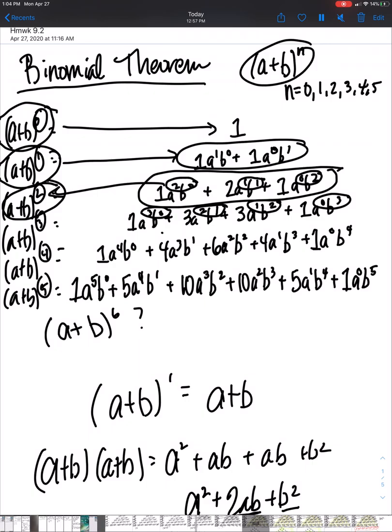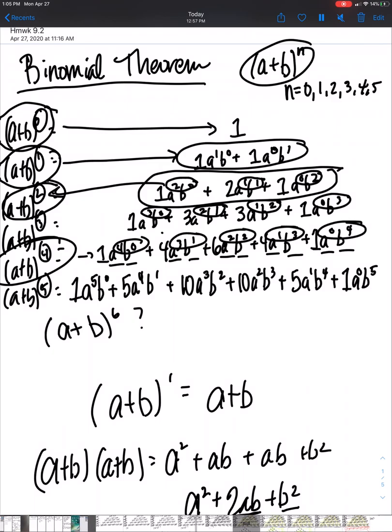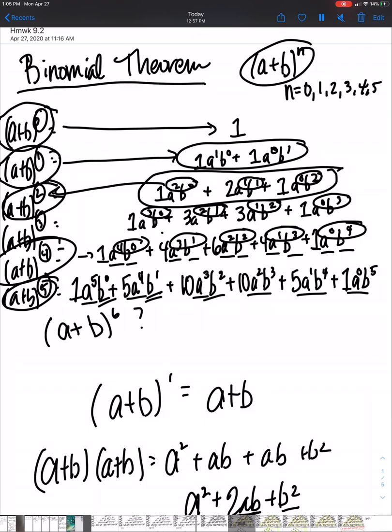Also notice that we go down with our a's and up with our b's. So I have a to the 4th, a to the 3rd, a squared, a to the 1, a to the 0, and then b to the 0, b to the 1, b squared, b cubed, b to the 4th. My a exponents go down, my b exponents go up, and they all add up to, in this case, 4. And for the 5th, a to the 5th, a to the 4th, a cubed, a squared, a, a to the 0, then b to the 0 up to b to the 5th, and they all add up to 5.